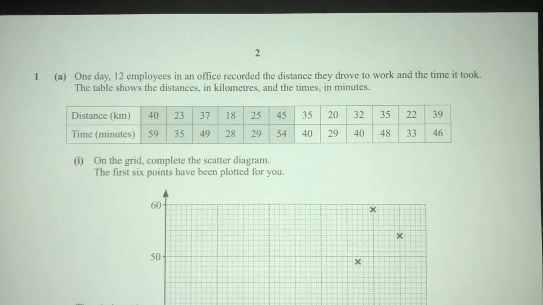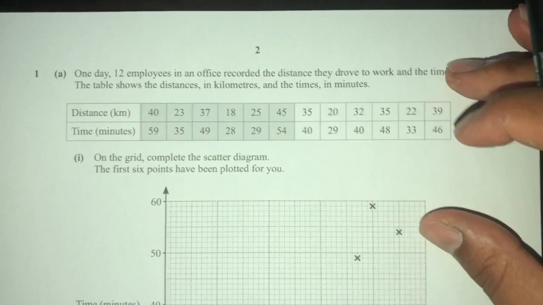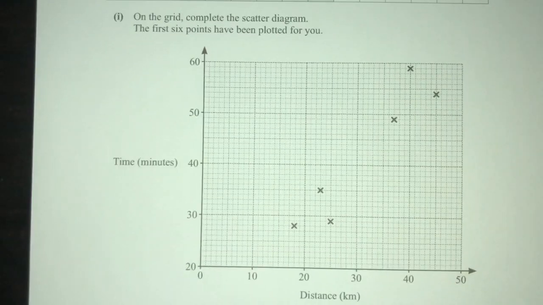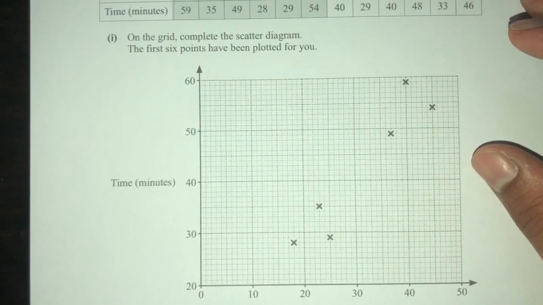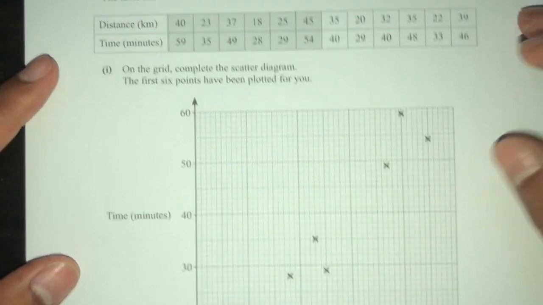Number 1. So here what do we have? On day 1, we have 12 employees. So we have 12 people here in an office. They recorded the distance they drove to work and the time it took. Okay, so we have a table right here and we have to use these values to plot them on this graph below, right? So on this grid, the first 6 points have been plotted for you. Now we have to plot the rest.